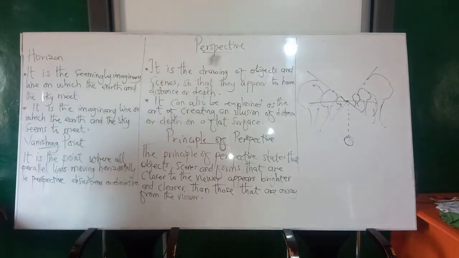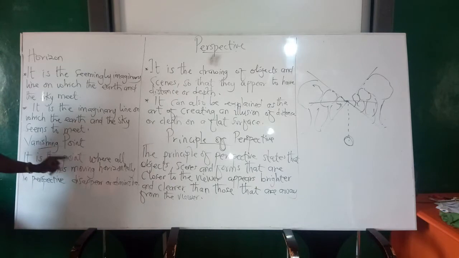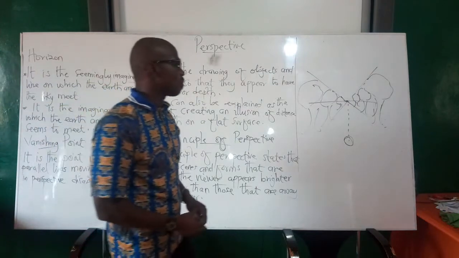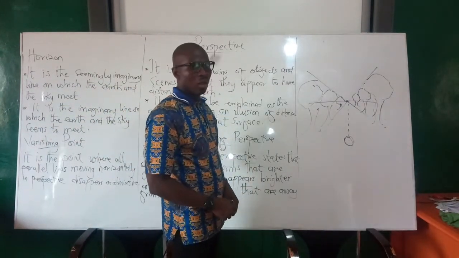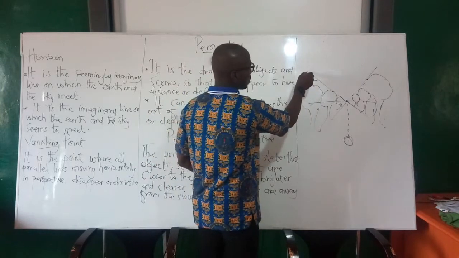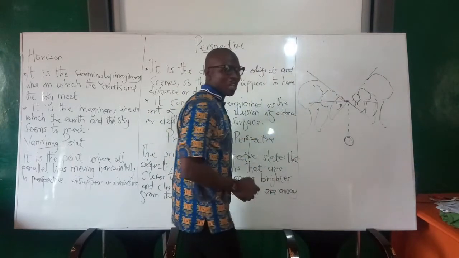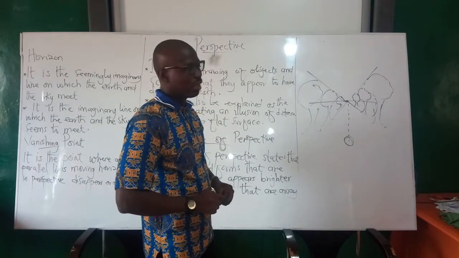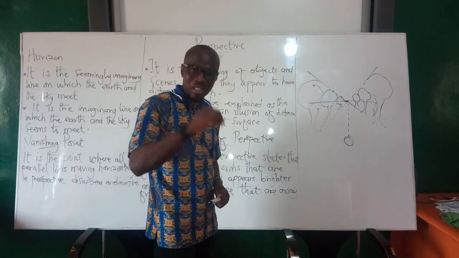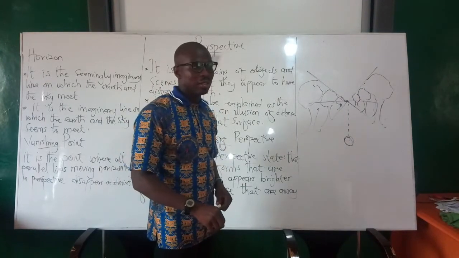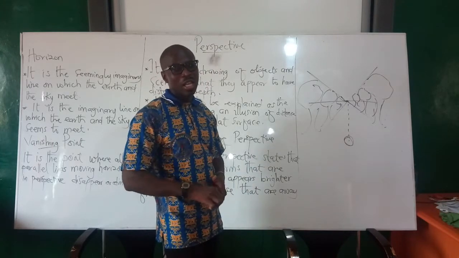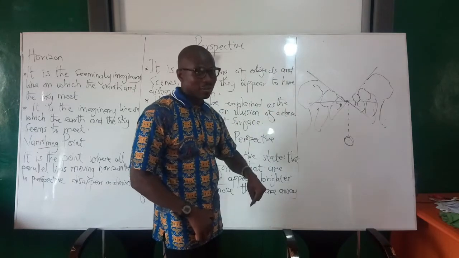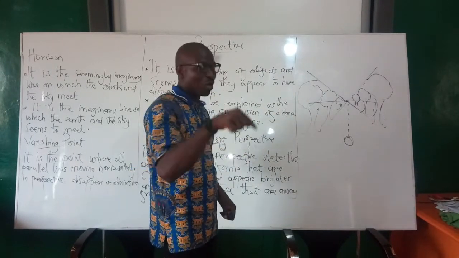Okay, so vanishing point is the point where all parallel lines moving horizontally in perspective disappear or diminish. Now let's come back to this same diagram. With perspective, the principle in mathematics states that parallel lines do not meet. In perspective, it is not applicable. In perspective, parallel lines do meet, but they meet at a point. That point is what we call the vanishing point.